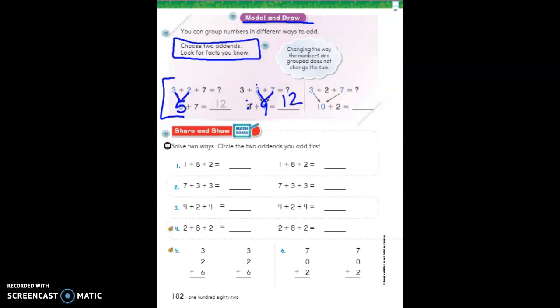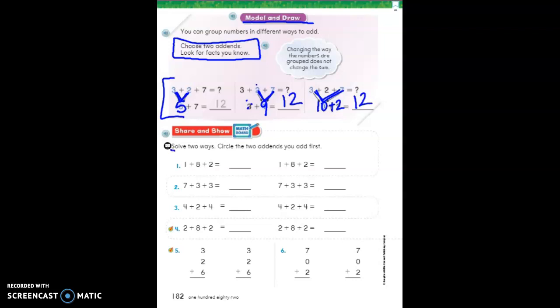Or same addends, 3, 2, and 7. So 3 plus 2 plus 7. Now they're adding the 3 and the 7. This is what we like to call little carrots, drawing little carrots like the pointer of a carrot down here. So 3 plus 7 is 10. And then you can't forget to add the 2 that was in there, and that equals 12.